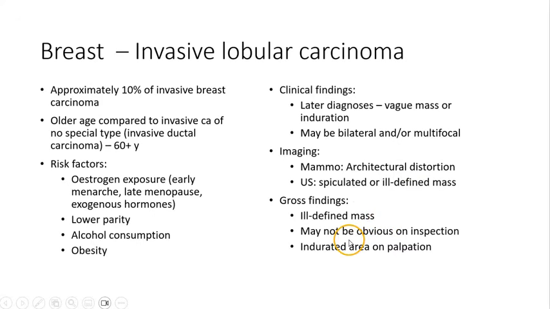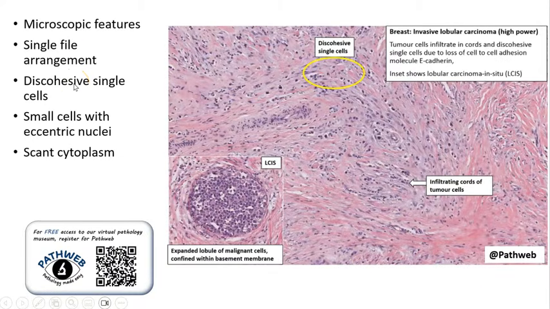Grossly, again, there may not be a very obvious, well-defined mass on inspection. However, when the breast tissue is palpated, usually it will feel somewhat hardened or indurated, and there may be just a discernible, ill-defined mass. On microscopy, as we saw earlier, we have this single file arrangement of malignant cells, and they are very discohesive. These cells tend to lose the membranous E-cadherin expression. So if we do an E-cadherin immunohistochemical marker, it will be lost or negative. And the cells are very small with eccentric nuclei and scant cytoplasm.